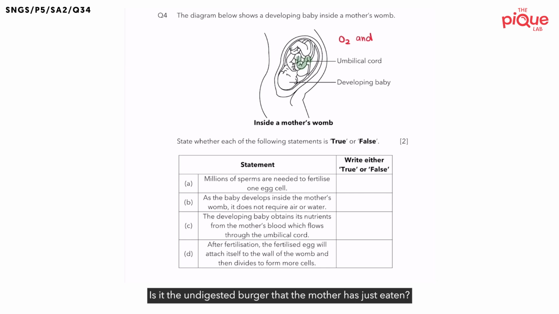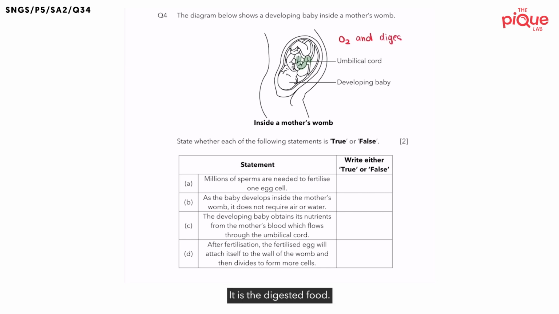Is it the undigested burger that the mother has just eaten? No, the undigested burger will not just be transported to the baby. Burger must first be digested in the mother's digestive system into digested food, and this digested food must be absorbed through the walls of the mother's small intestine before it can be transported to the baby. Okay, so what kind of food are we looking at here? It is the digested food.